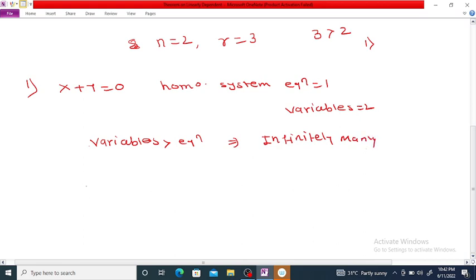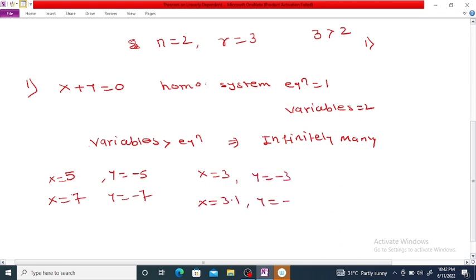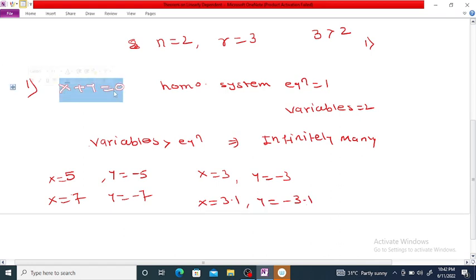You can check this: x equal to 5, y equal to minus 5 is one solution; x equal to 7, y equal to minus 7 is a solution; x equal to 3, y equal to minus 3 is a solution; x equal to 3.1, y equal to minus 3.1 is a solution. So this system has infinitely many solutions.